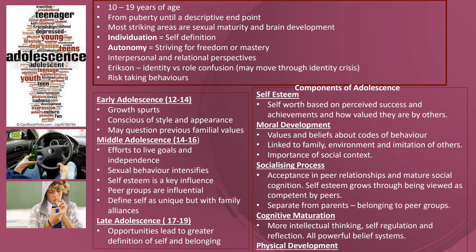So the important components in adolescence, and this is where when we have behavioral issues in adolescence or things like that, we start to look at these components to see where issues might arise. Issues around self-esteem, which is their self-worth. Do young adolescents have a healthy self-esteem or a poor self-esteem? How do they perceive themselves? We have to look at their moral development. What are their values and beliefs about codes of behavior, which is often linked to everything around them, the family, the social context they find themselves in.